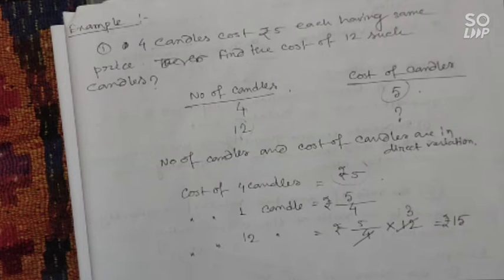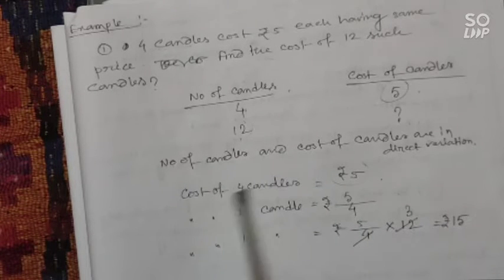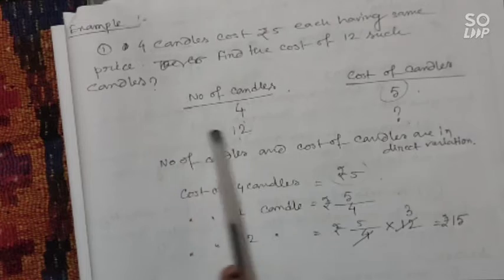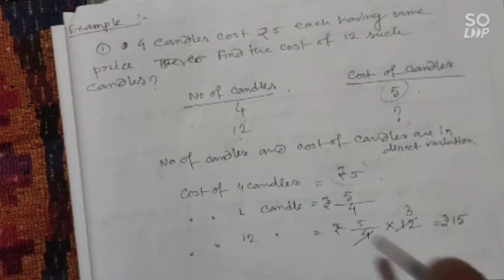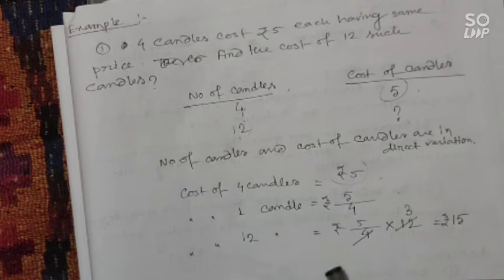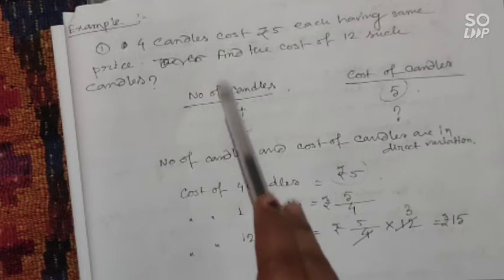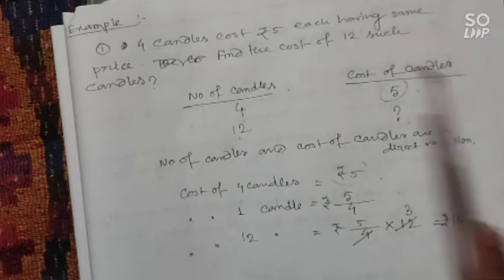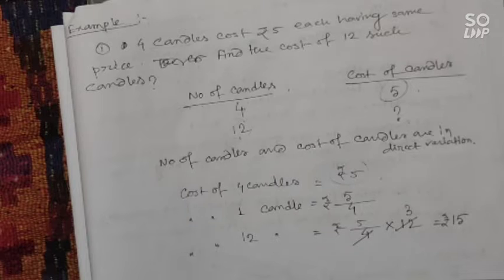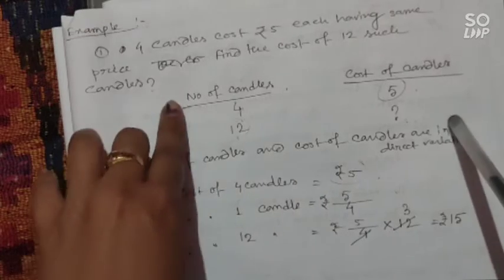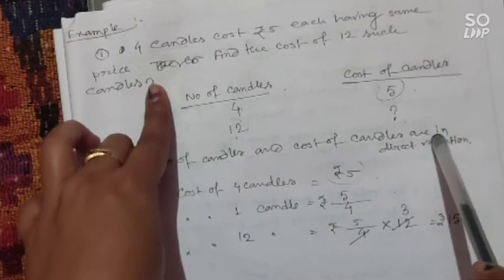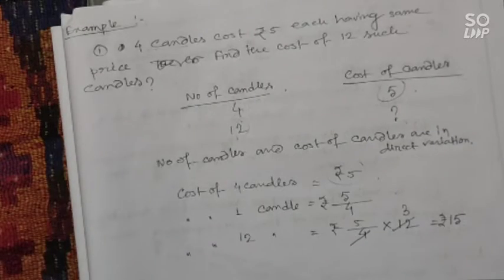Okay, so number of candles and cost of candles are in direct variation. So the cost of 4 candles is 5 rupees. So if you can make this chart, then you can solve the problems easily. I think so, but if you don't want to make this chart, then you cannot do it. So I think if you make this chart, you can solve the maths easily, because all the information will be in front of you. Okay, it will be easier for you.